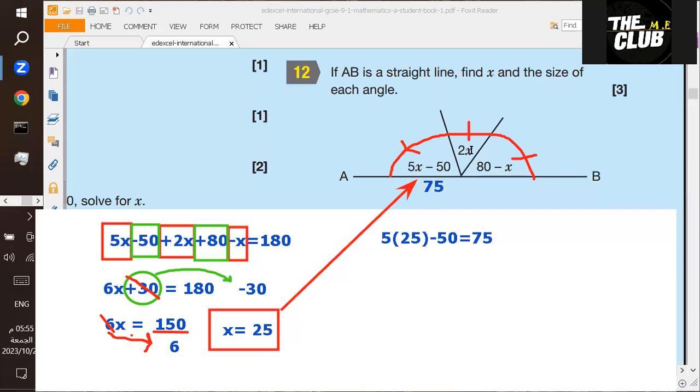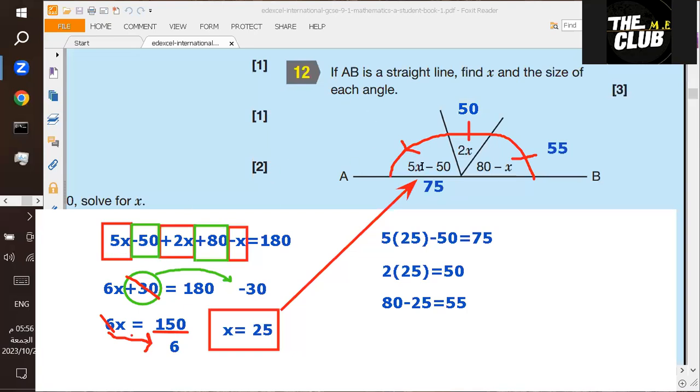Now the second one is 2x. 2x means 2 times x, meaning 2 times 25. So 2 multiplied by 25 is going to be 50. So the second angle here is 50. The last one is 80 minus x. So basically 80 minus 25, because we know that x is 25. When you do 80 minus 25, it's going to be 55. It's going to be equal to 55. And the last angle, this one is 55, and this is how you answer question 12.